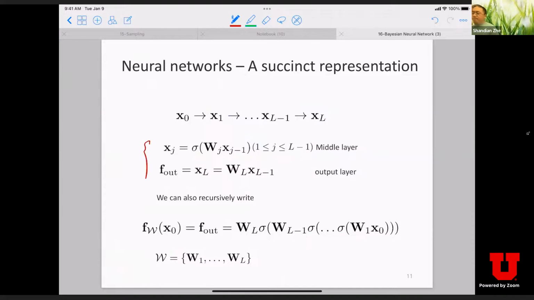So this defines succinctly how we compute the output of each layer in a neural network. To represent the output of a neural network parameterized by W, with input vector X0, you can also write it in a recursive way. Any questions so far?